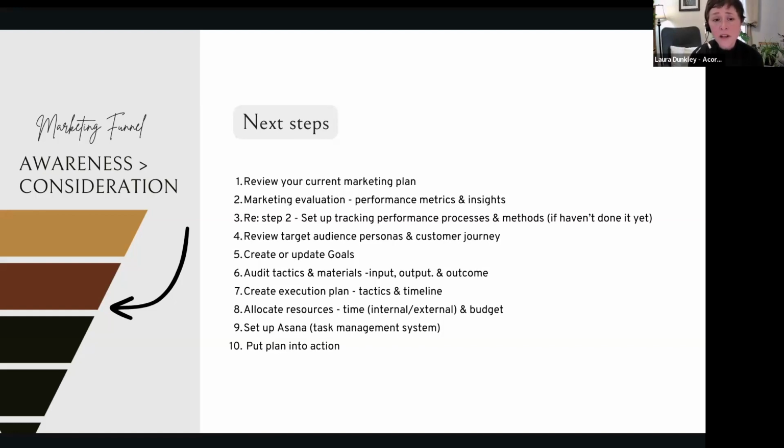Number 7, create that execution plan. So you've got your goals, you've got everything in place, you've revisited. Now we've got to get started. We have to create a timeline and tactics, what we're going to do. Then don't forget allocating resources. Revisit how much time you have. Maybe you need to hire someone to support you, or you need to let go of something and prioritize something differently. And don't forget your budget.